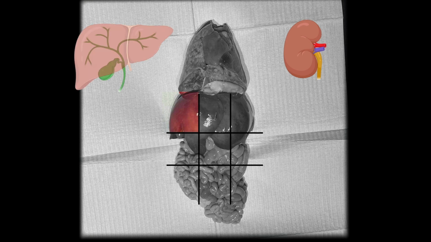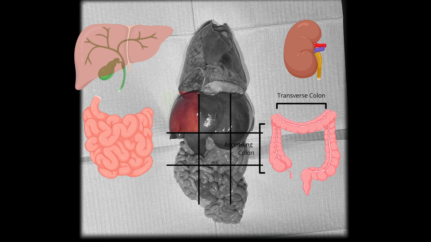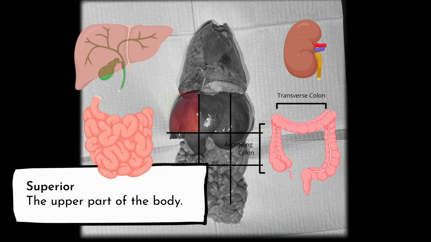First, we will be starting in the right hypochondriac region. In this region, the organs that reside here are the liver, right kidney, gallbladder, transverse colon, ascending colon, and small intestine. A good example for the directional term is that the liver is superior to the gallbladder. Therefore, the gallbladder is inferior to the liver.